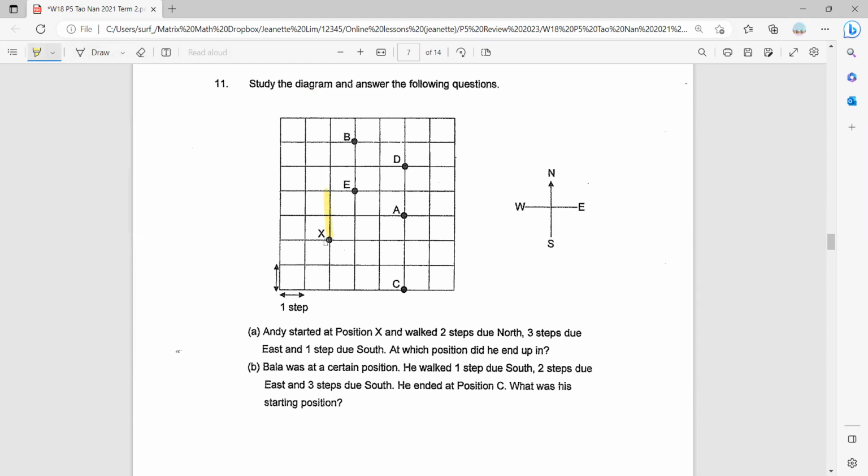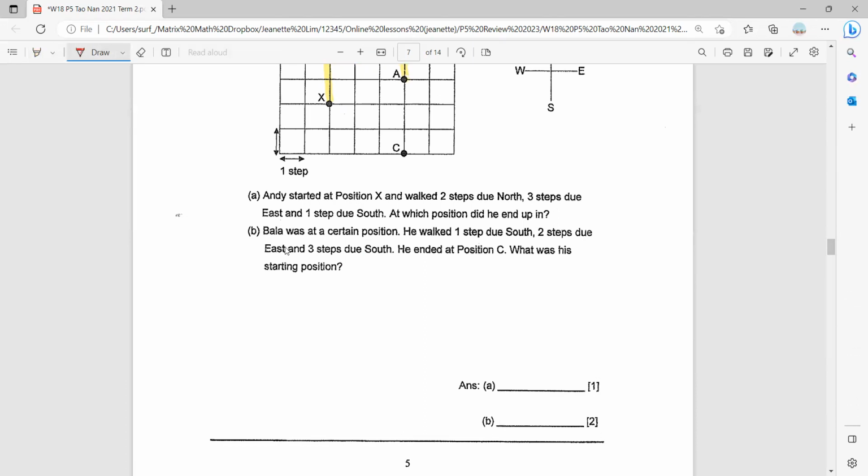3 steps due east. East is to the right. 1, 2, 3. And 1 step due south. South is downwards. So answer is A for part A.